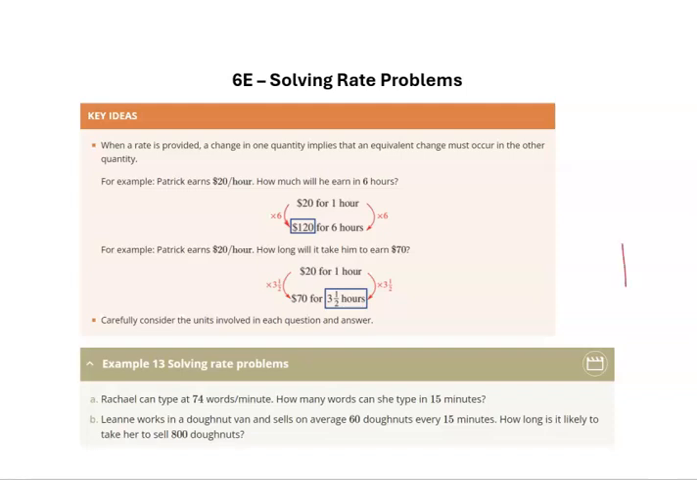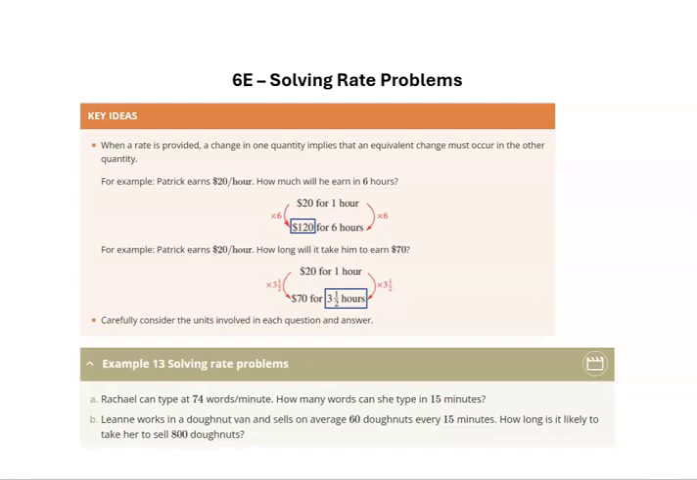Okay, 6E. When a rate is provided, a change in only one quantity must occur on the other quantity. So it's algebra. If we've got $20 in 1 hour, how much do we make in 6 hours? We multiply that by 6, but we also have to multiply the 20 by 6, which makes sense.